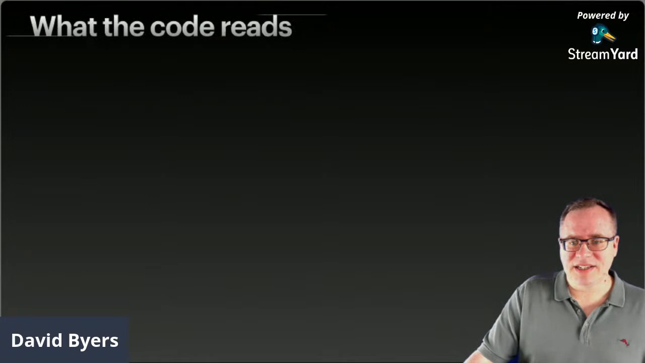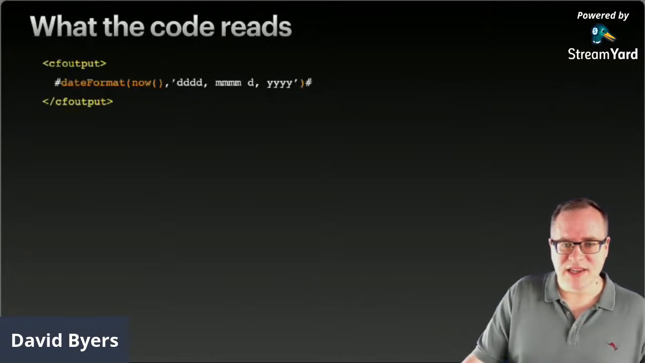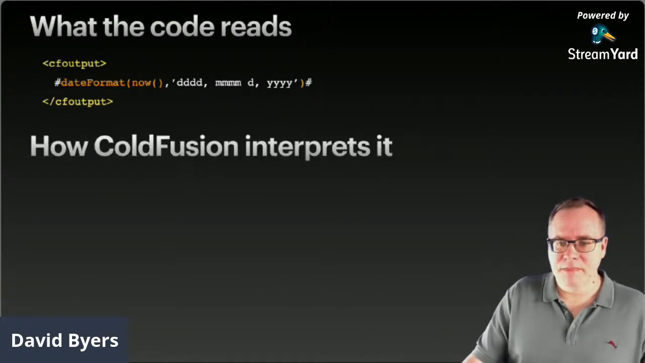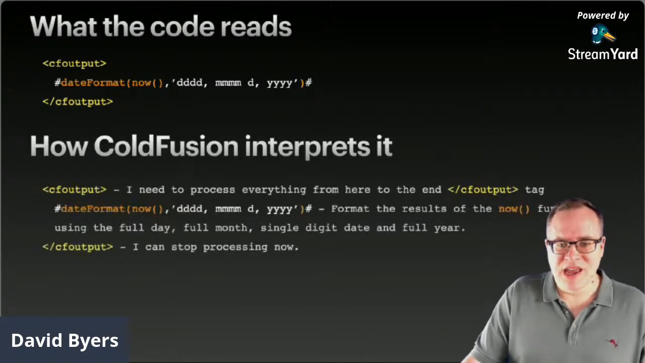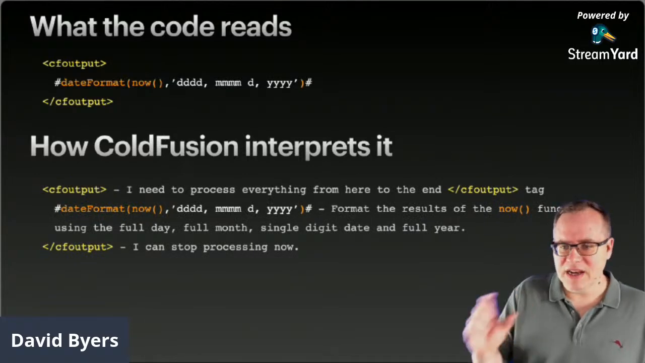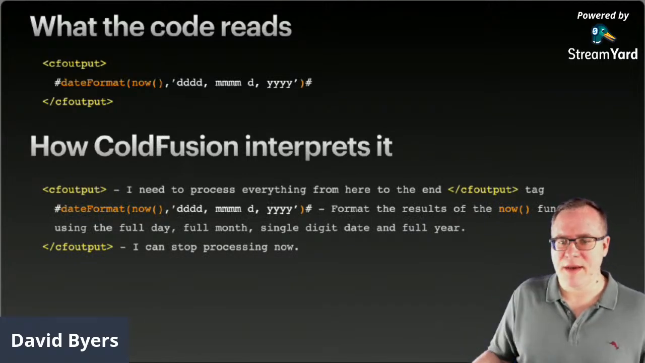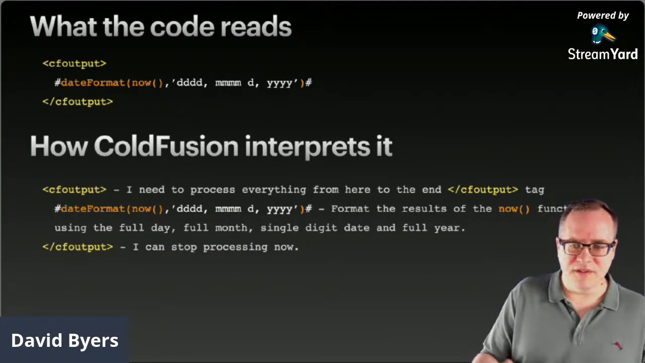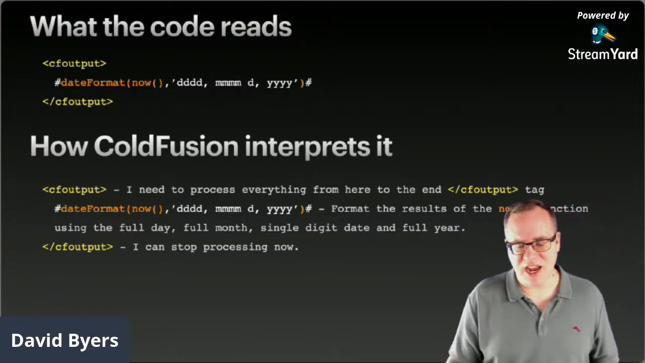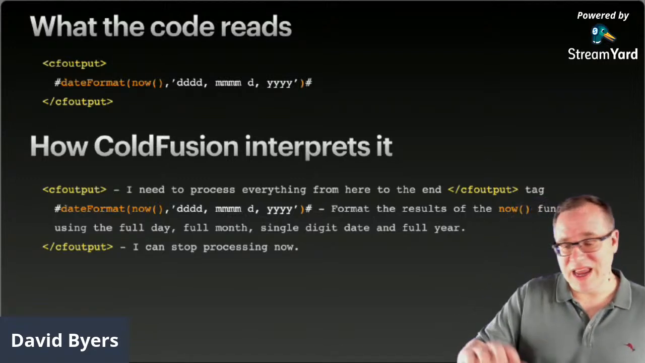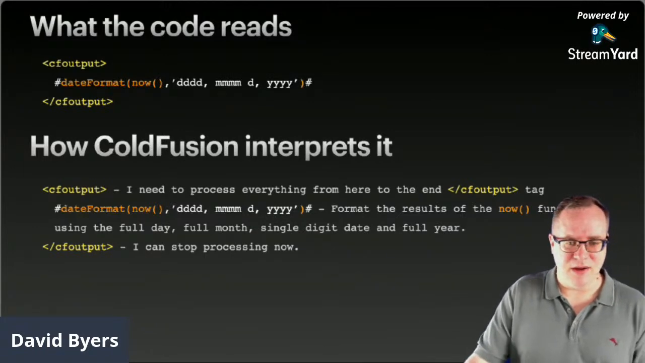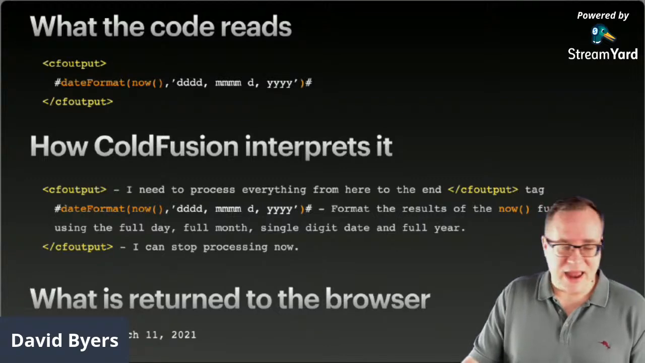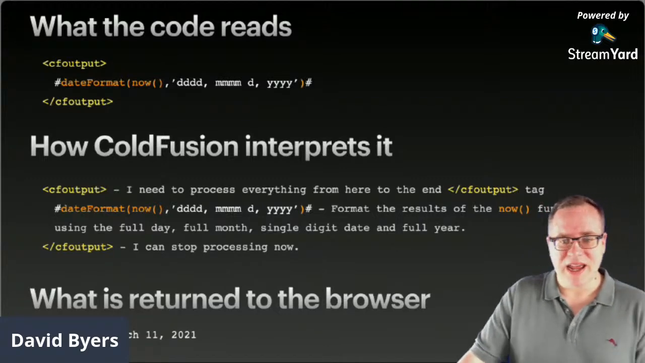So again, let's take a look at what my little code read. It read CF output, date format now, and I changed the date mask a little bit. How ColdFusion is going to interpret this is it's going to say CF output, I need to process everything from here to the end CF output. The date format now says format the results of the now function using the full date, full month, single digit date, and the full year. And then the end CF output says I can stop processing now. And what gets returned to the browser was today's date. That fixed my problem of being able to put the date at the top of the website.